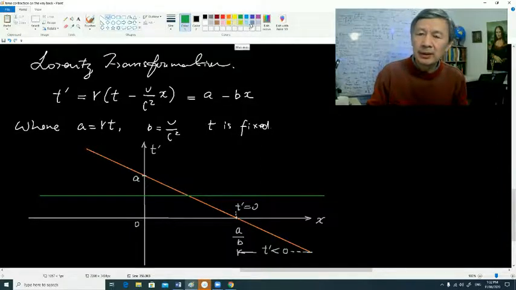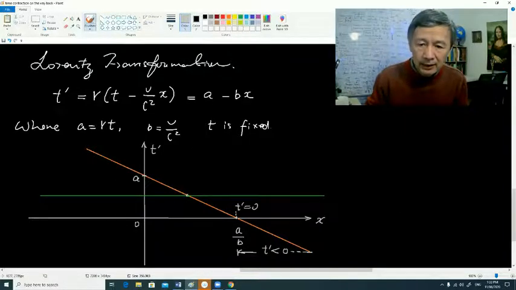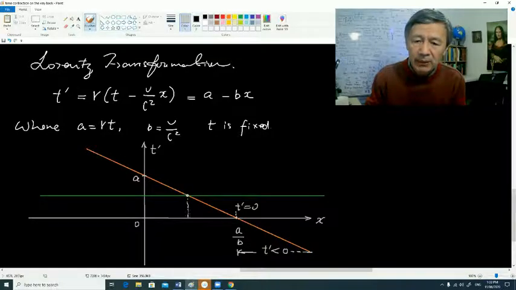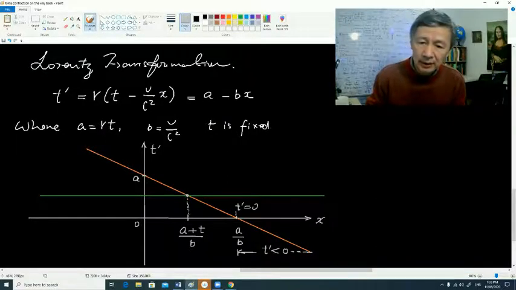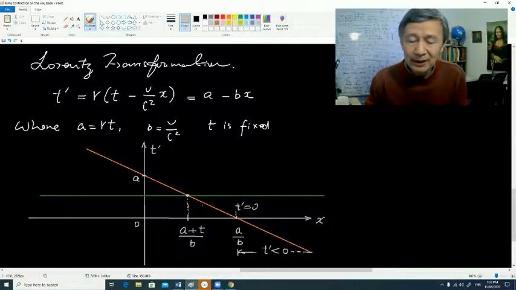Perhaps you have noticed that there will be another intersection here. Using simple high school mathematics, we should be able to pinpoint this particular x. With t fixed, x will be equal to a plus t divided by b. I give you some time to figure out this simple formula for this turning point, or crossing, rather. I call it a turning point.